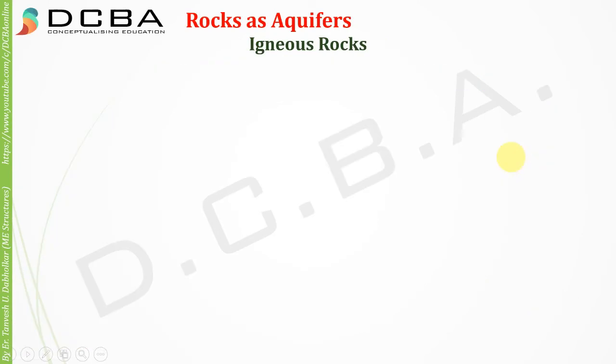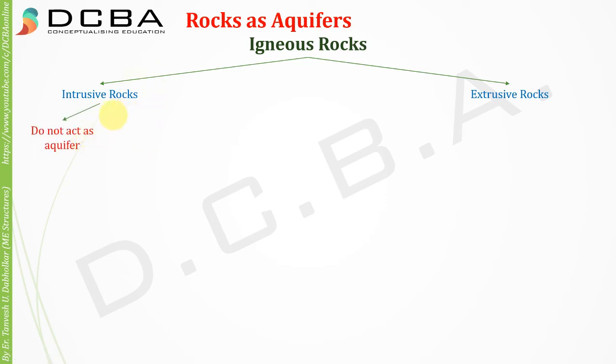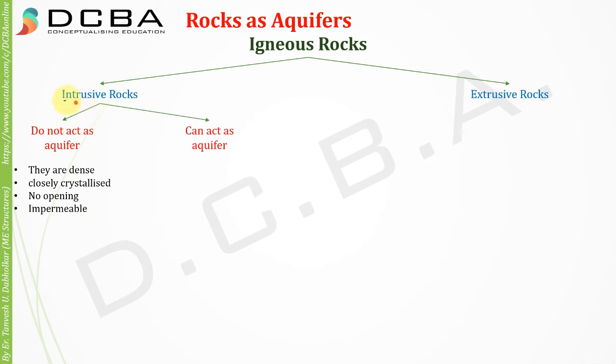Let us talk about igneous rocks now. Igneous rocks have two types. First is intrusive rocks and second is extrusive rocks. Intrusive rocks also have two types. One which do not act as aquifer because they are dense, closely crystallized, no openings, impermeable. And intrusive rocks can act as aquifer when cracks traverse through the body of the rocks due to jointing, folding, faulting, etc.